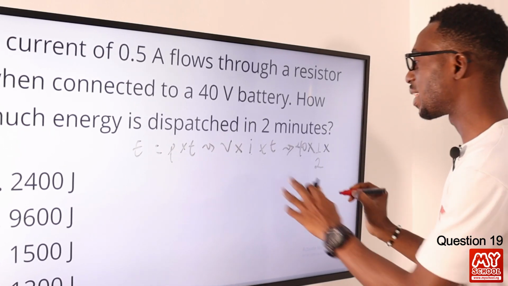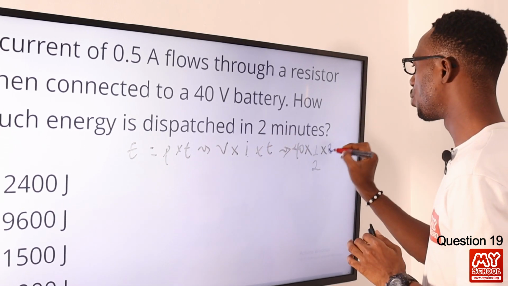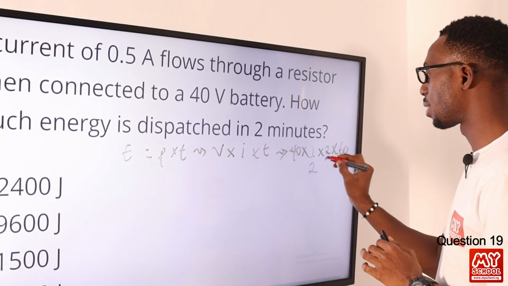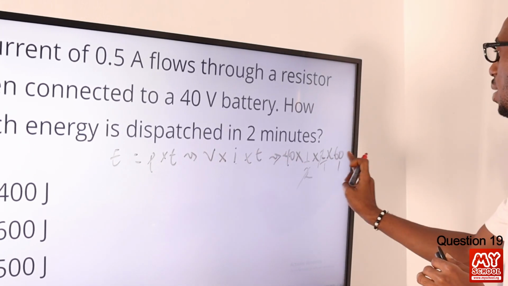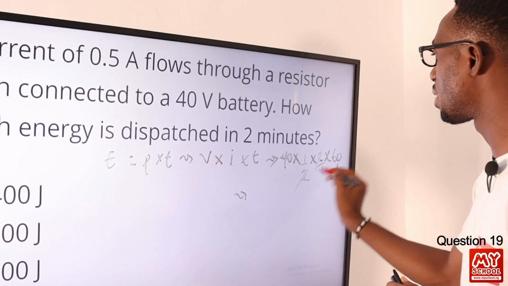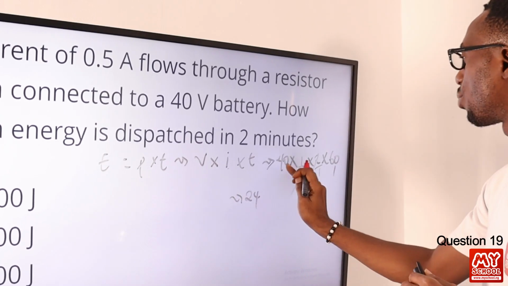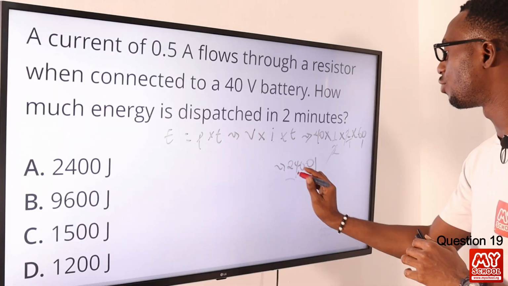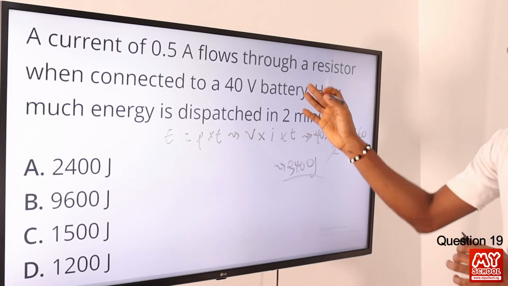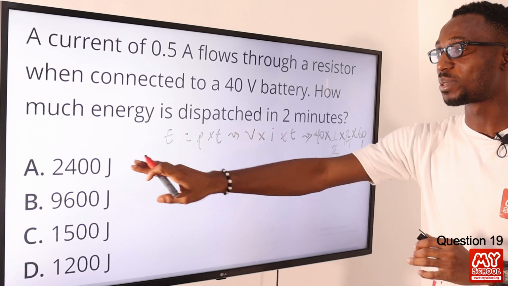Then my time is 2 minutes, times 60, converting to seconds. So 2 cancels 2. Then I have 40 times this. I should have 4 times 6, that is 24. Then I have 2 zeros. So I have 2,400 joules, please pardon me. Energy is measured in joules. So the correct option is option A, 2,400 joules.